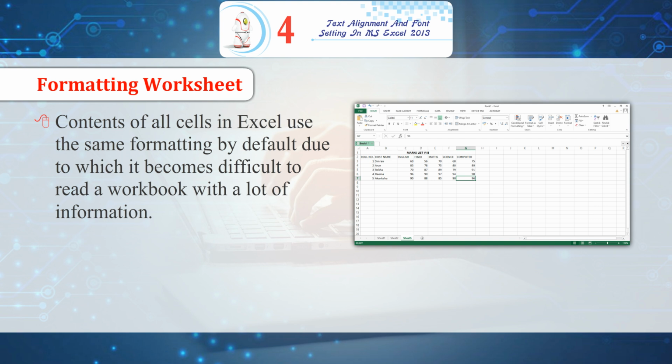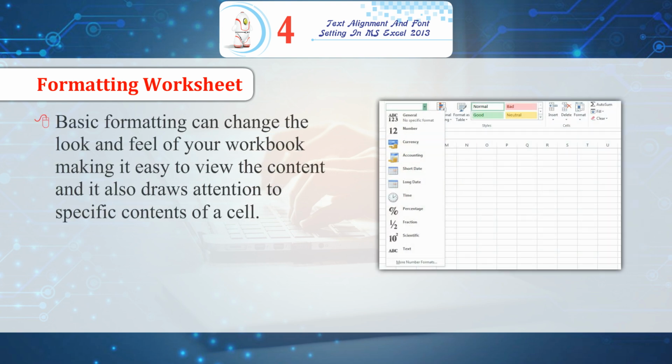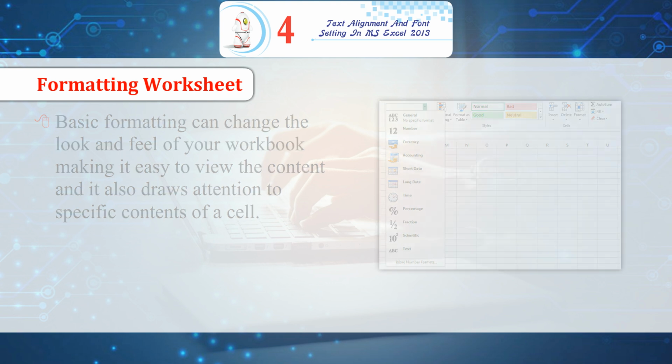Contents of all cells in Excel use the same formatting by default, due to which it becomes difficult to read a workbook with a lot of information. Basic formatting can change the look and feel of your workbook, making it easy to view the content, and it also draws attention to specific contents of a cell.